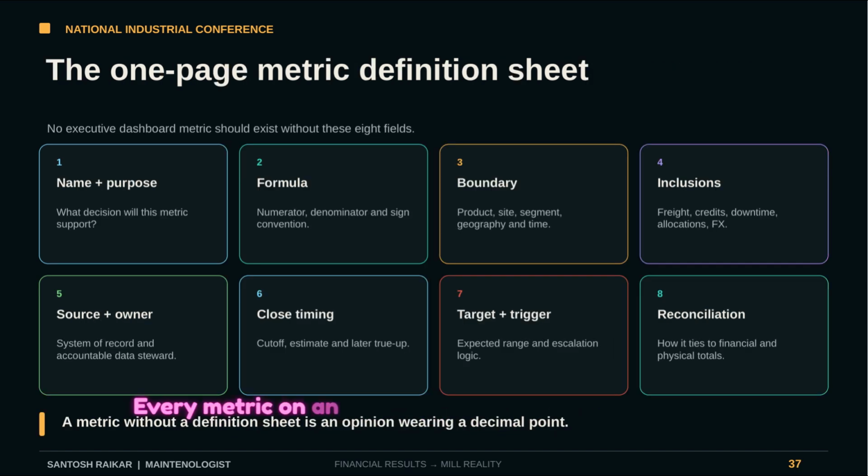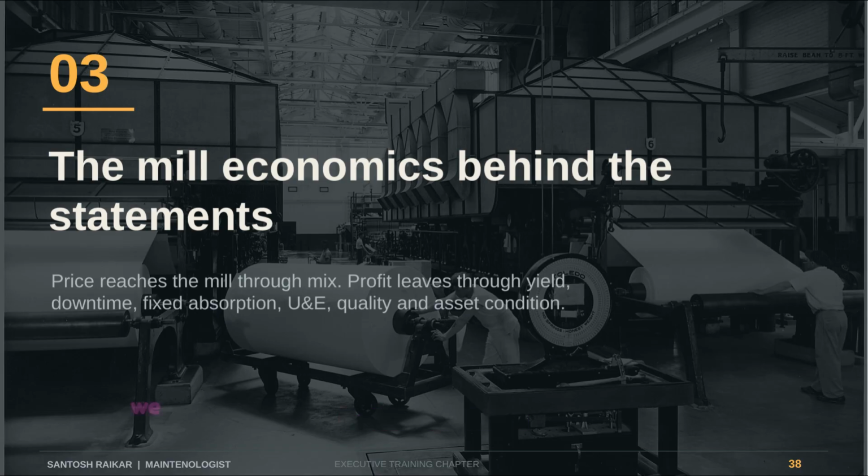Every metric on an executive dashboard should have a clear definition sheet. If it doesn't have a defined formula, owner, and source, it's just an opinion wearing a decimal point. In Chapter 3, we look at the mill economics that drive those financial statements. This is where physical things like yield and downtime translate into profit and loss.